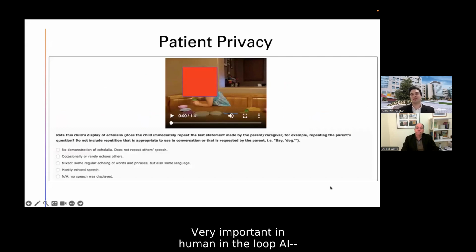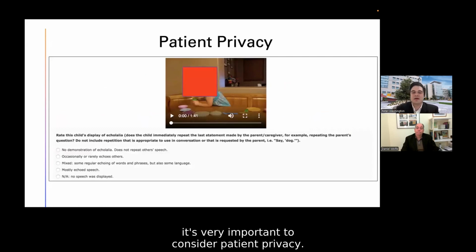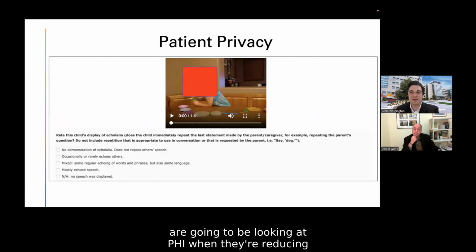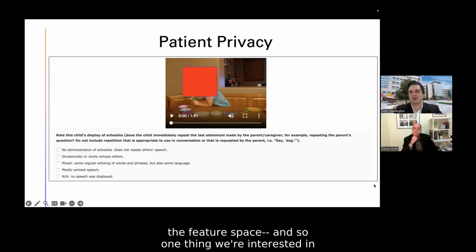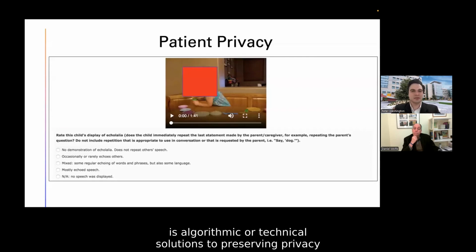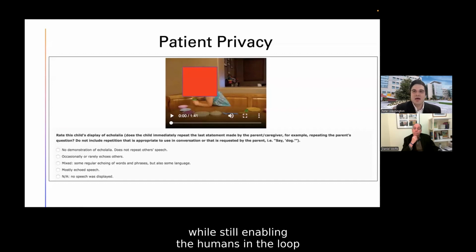We also, very important in human in the loop AI, it's very important to consider patient privacy, because if you have humans in the loop, those humans, depending on who they are, are going to be looking at PHI when they're reducing the feature space. And so one thing we're interested in is algorithmic or technical solutions to preserving privacy while still enabling the humans in the loop to extract the behavioral features that we want them to extract.